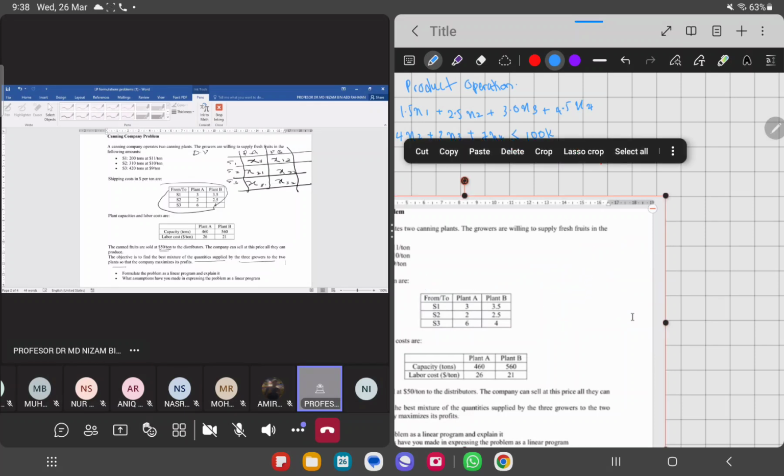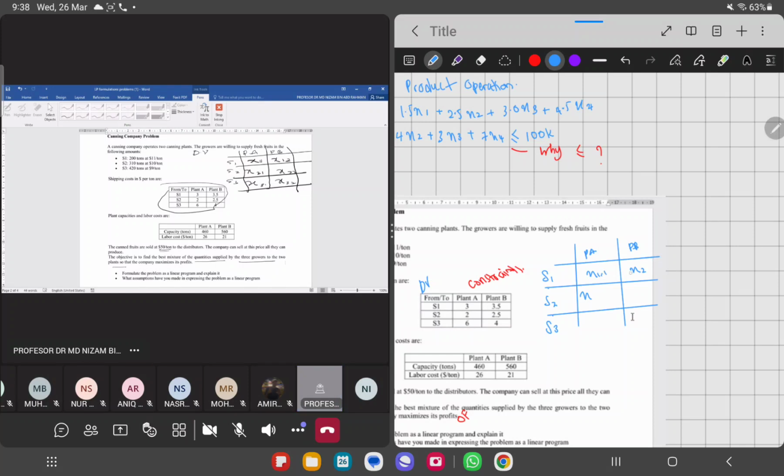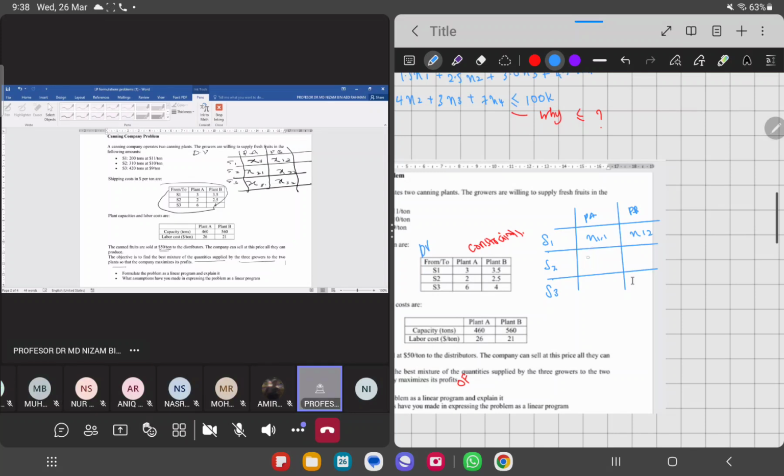So when I say X11, what does it mean? If I say that X11 equals 1, what does it mean? Supplier 1 to plant A. Right. So supplier 1 will supply 1 ton of fresh fruit to plant A. If I say that X22 equals 10, then it says that supplier 2 will supply 10 tons to plant B, and so on and so forth.